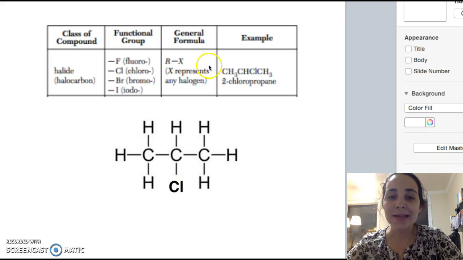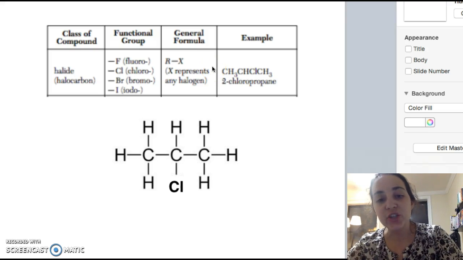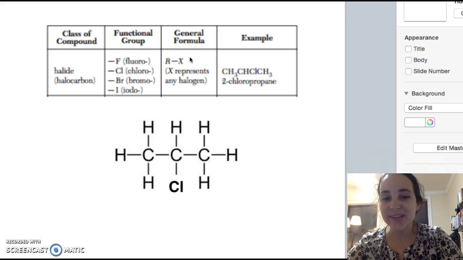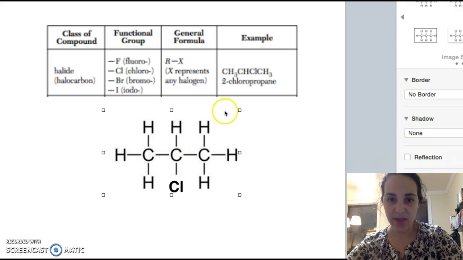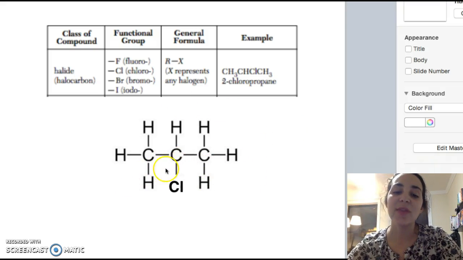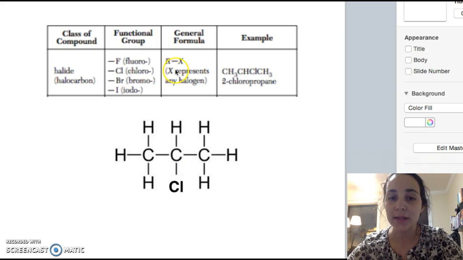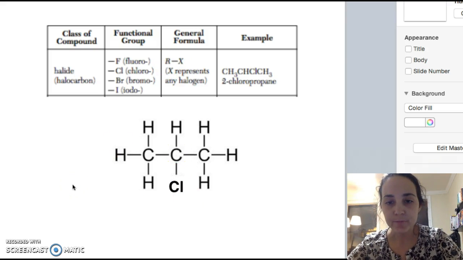Now, if we go back to column 3, we can think about this general formula right here. The general formula gives you information on where that functional group is going to be added to the compound. You can see here that this R actually represents the rest of the compound and shows you that the halogen can be added directly to a carbon. I'm going to give you another example of that.